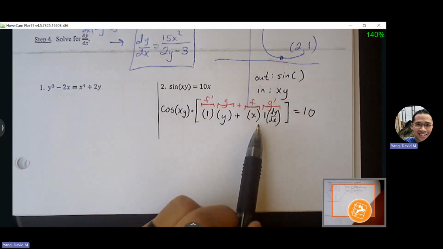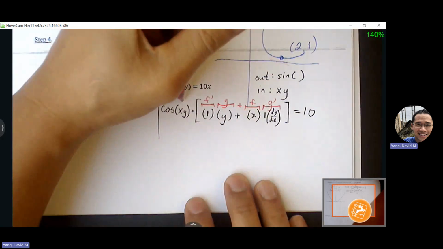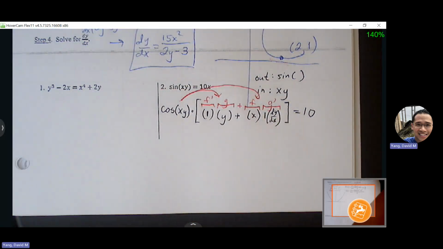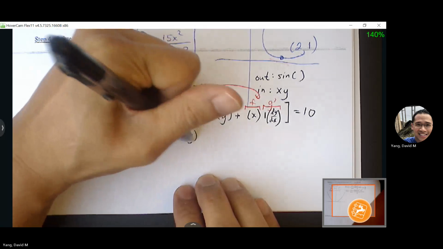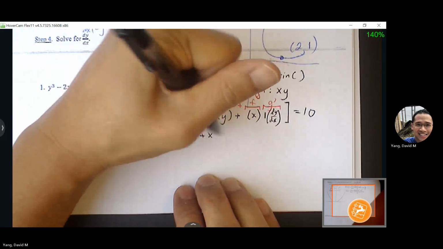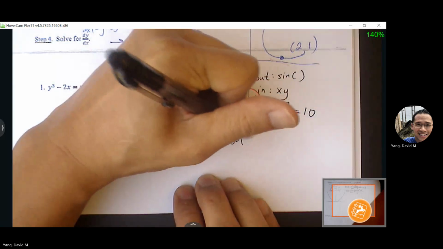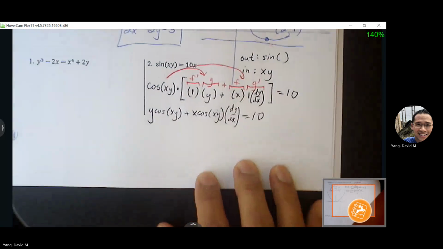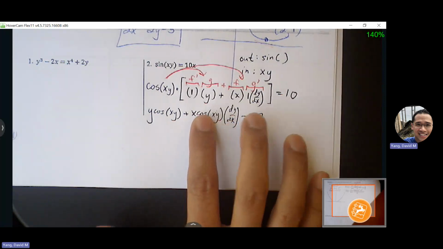Now, we're just trying to solve for dy dx, but dy dx is kind of stuck inside this bracket. We're going to take that cosine xy and distribute it through, and that way we can free up this term, and then we can eventually move towards solving that dy dx. We're going to subtract that y cosine xy over, and then I'm down to just the dy dx term, and I can divide the rest over.